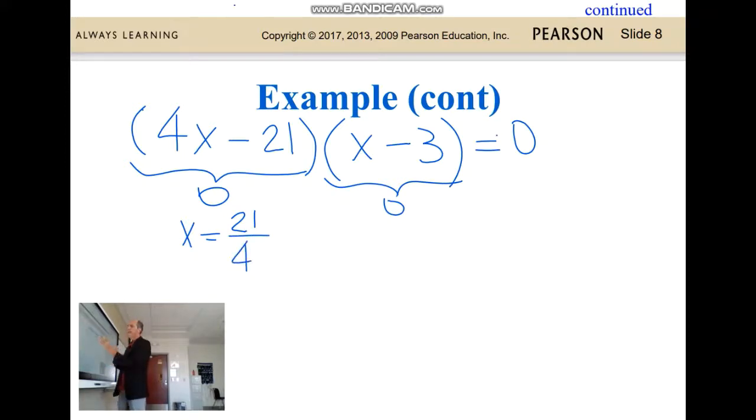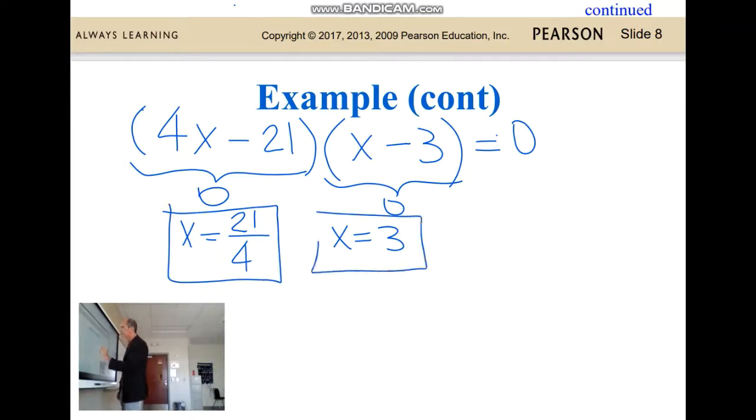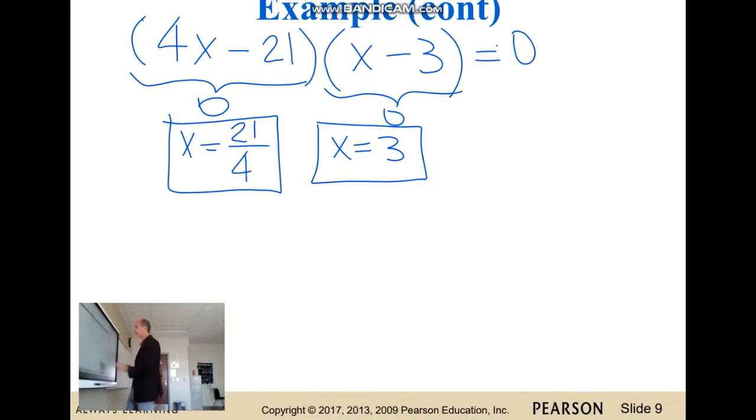Okay? And for the whole thing to be equal to 0, another solution is for the term x minus 3 to be equal to 0. That means x equals 3. We have two possible solutions here, 21 over 4 and 3. What we need to do now, remember the step by step, is check into the original equation. So bring the original equation back here.